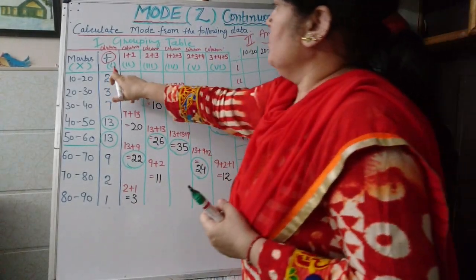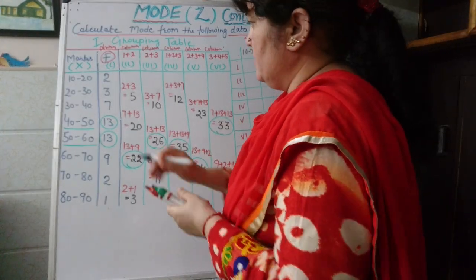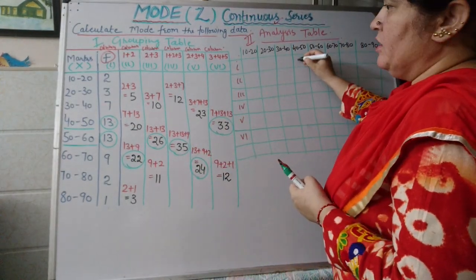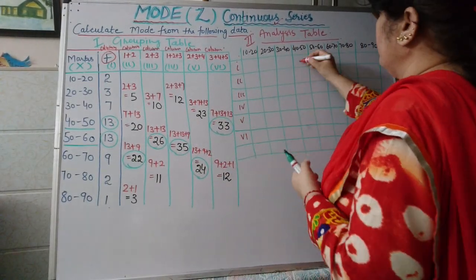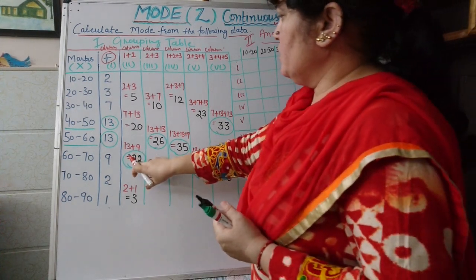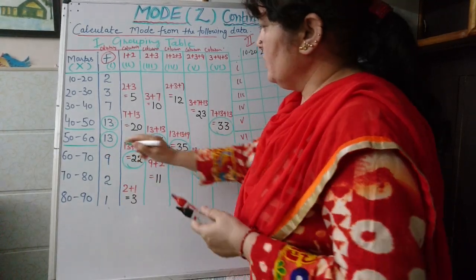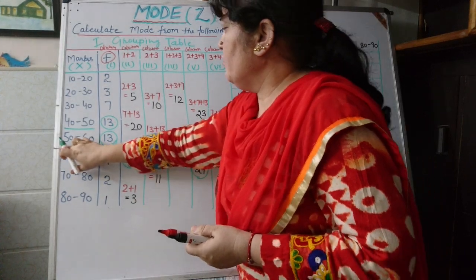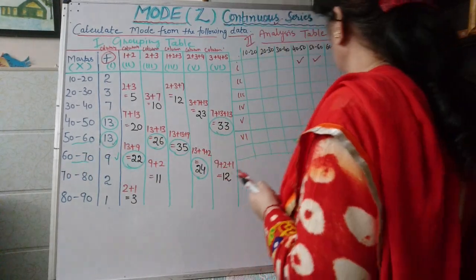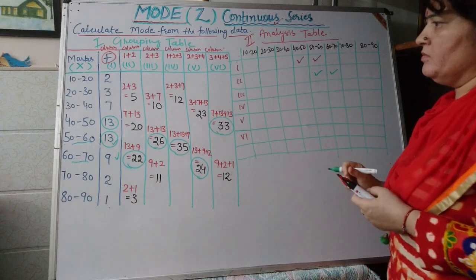So from the first column, the highest value is 13, against class intervals 40 to 50 and 50 to 60. So one tick mark will be there for 40 to 50 and another for 50 to 60. Next highest frequency is 22, which is the summation of 13 and 9. 13 and 9 will lie in class intervals 50 to 60 and 60 to 70. A tick mark will be there.